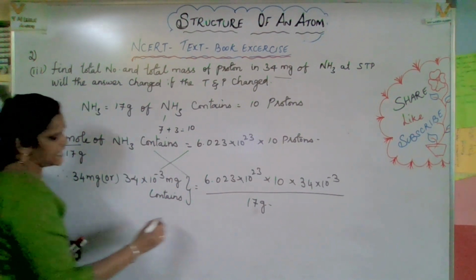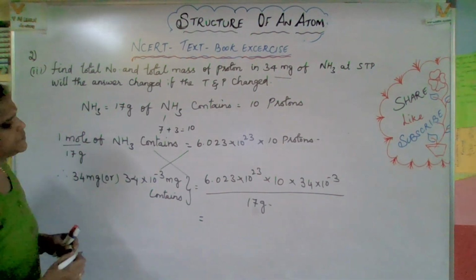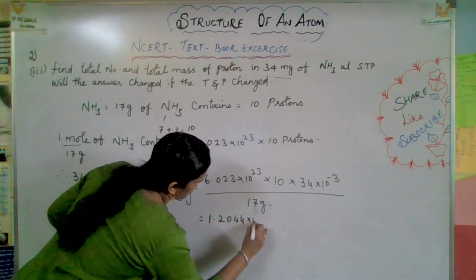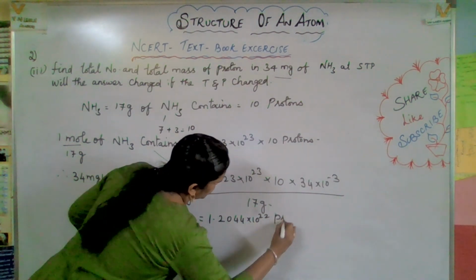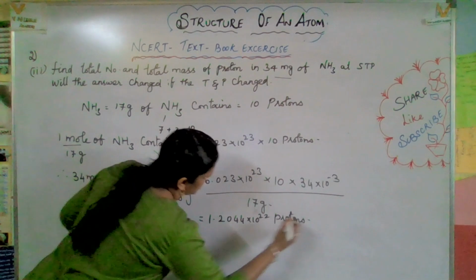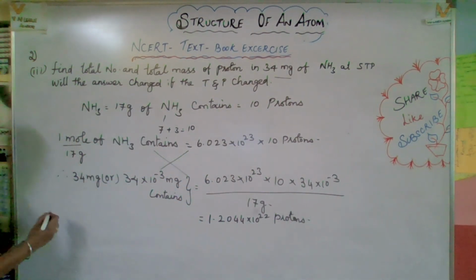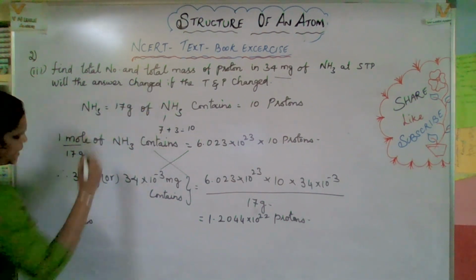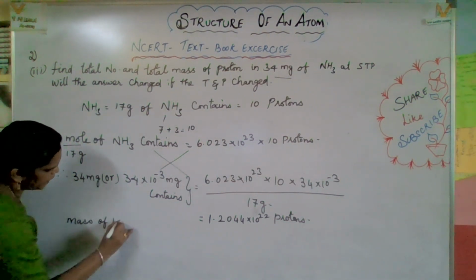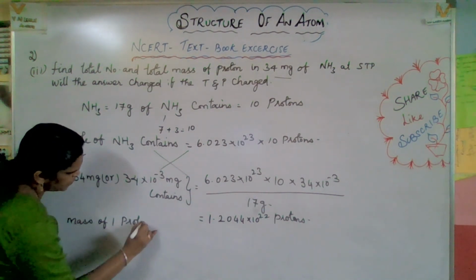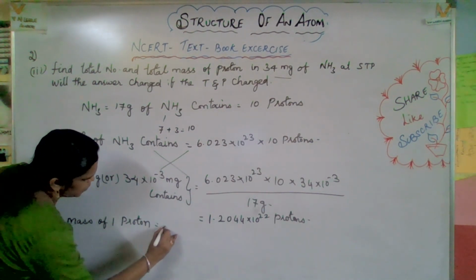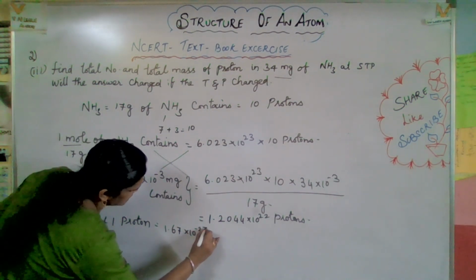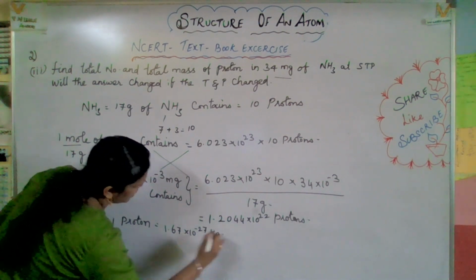Okay, so what is the answer? You will get 1.2044 into 10 to the power of 22 protons. Right, this is the answer you are receiving. Now mass of one proton. They are asking the total mass. Mass of one proton equal to how much? 1.67 into 10 to the power of minus 27 kg.